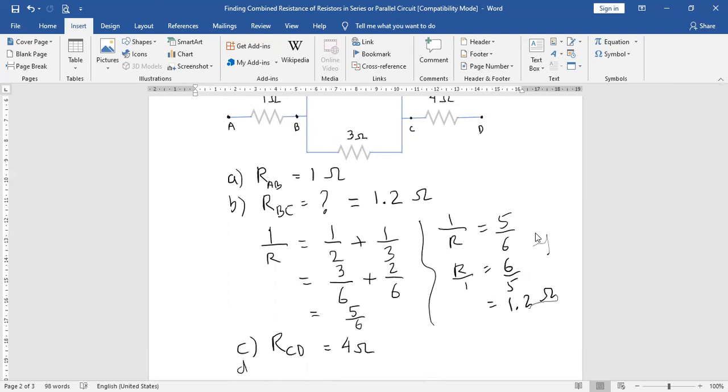If you were to find the resistance between point A and D, which includes all the resistors, just add them. So you got 1 ohm, because they are in series, plus 1.2 ohm plus 4 ohm, and you get the result 6.2 ohm.